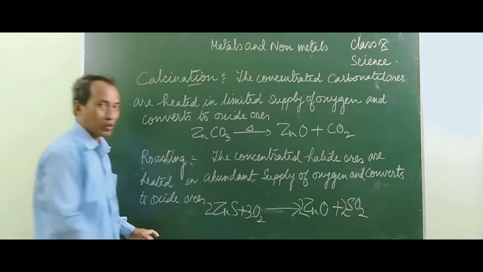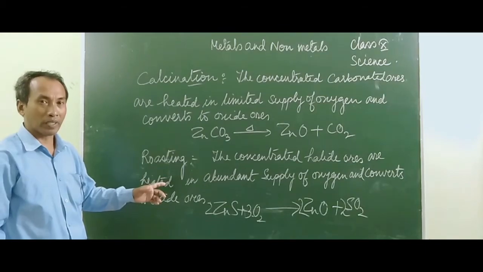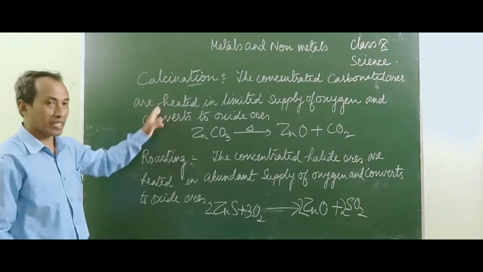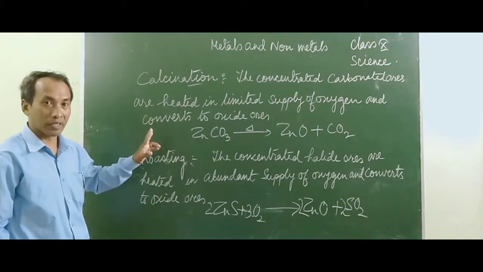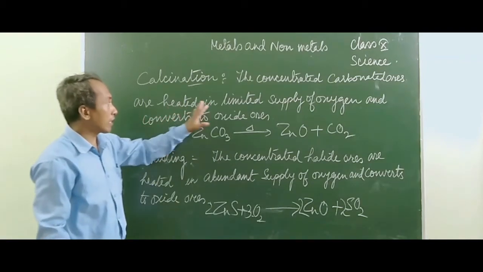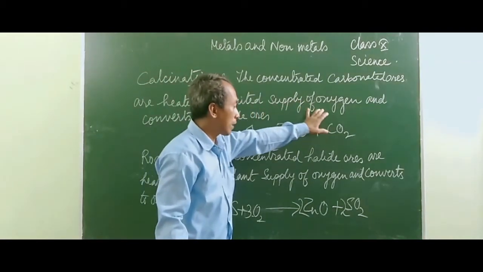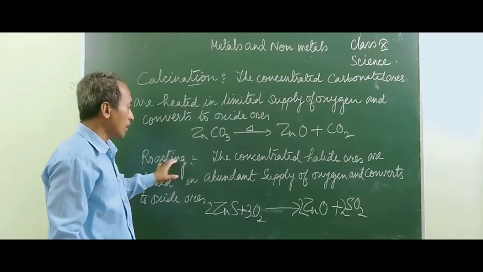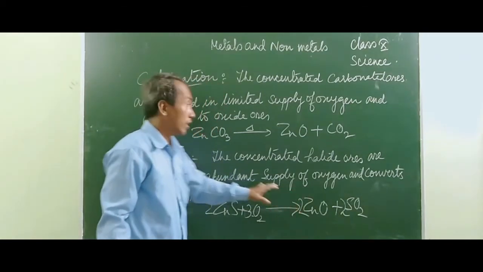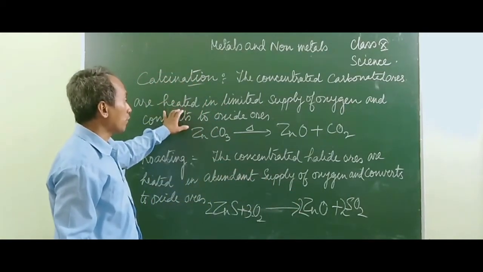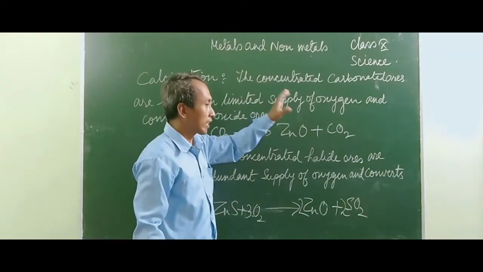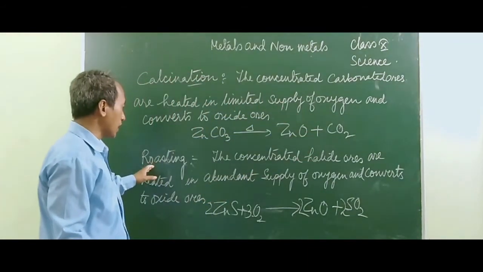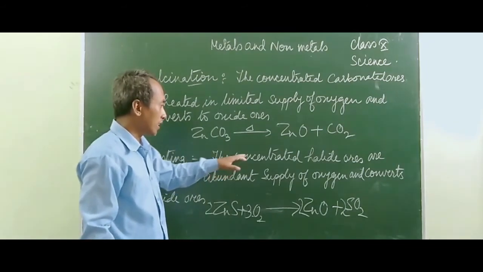These are the points which I want you to remember: one is the distinction and one is the similarity. In calcination, there is a limited supply of oxygen, and in roasting, an abundant supply of oxygen. Calcination is done for carbonate ores getting converted to oxide ores, and roasting for sulfide ores getting converted to oxide ores.